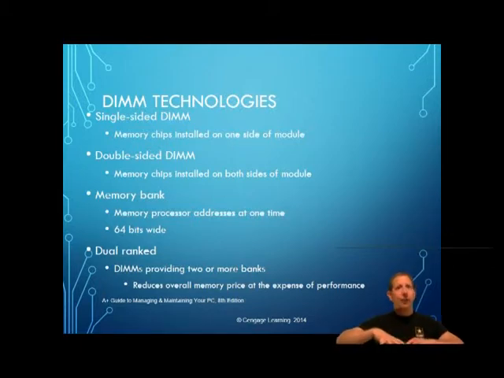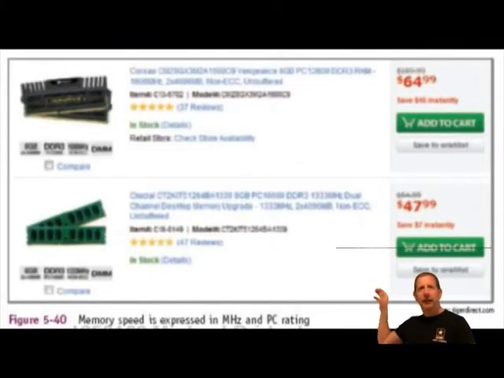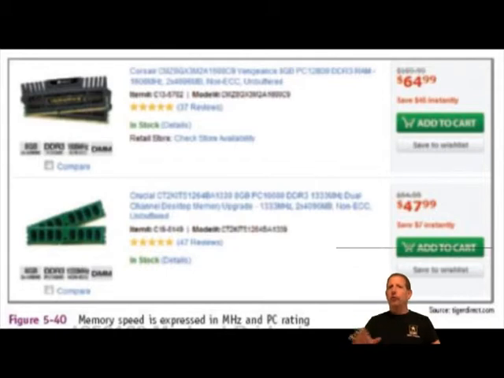However, some double-sided DIMMs provide more than one bank, which means the chips on the DIMM are grouped so that the memory controller addresses one group and then addresses another. Now these DIMMs are said to be dual ranked and don't perform as well as DIMMs where all the memory is addressed at one time. Now notice in the memory ad also that the second item listed shows dual ranked as a feature. So those are some of the things that you want to look for when you're checking out memory ads and looking to purchase memory.